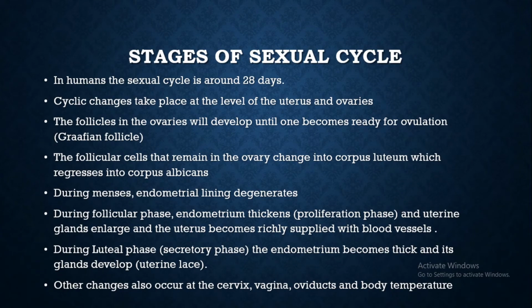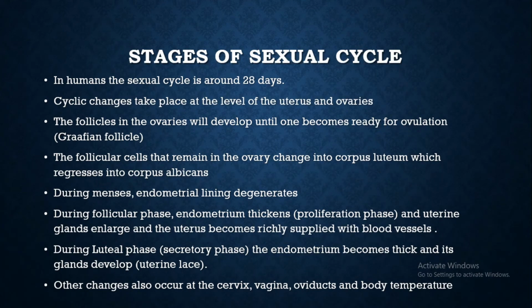So these are the basic or the main changes that take place at the level of the ovulatory phase, where the follicles will start developing until only one becomes the Graafian follicle, which will rupture on day 14 and release its egg cell, where the remaining cells of the follicle will change into the corpus luteum, which in turn changes into the corpus albicans in case no fertilization has taken place.